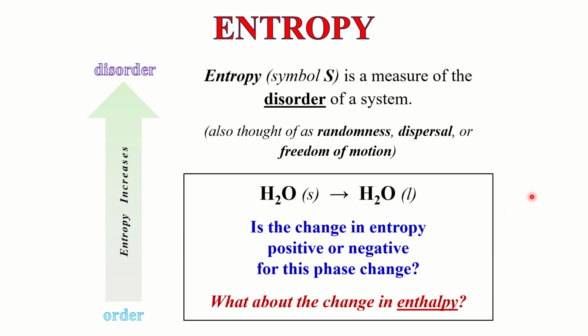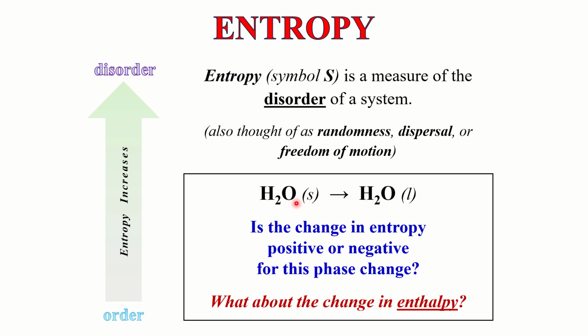Let's look at a concrete example. Suppose we melt some water. So we have solid water, maybe some ice cubes. We leave it in our glass on a hot summer day, and it melts and goes from being a solid to a liquid. Is the change in entropy positive or negative for this phase change?